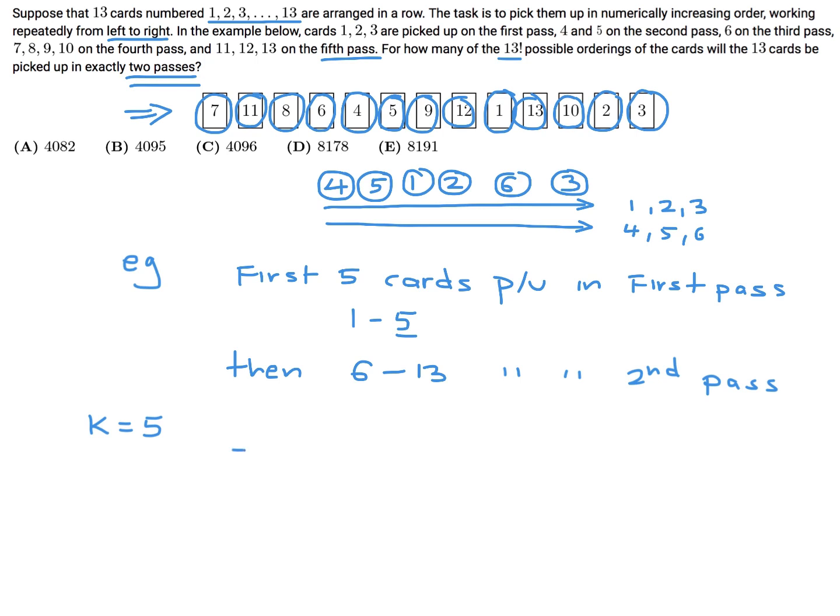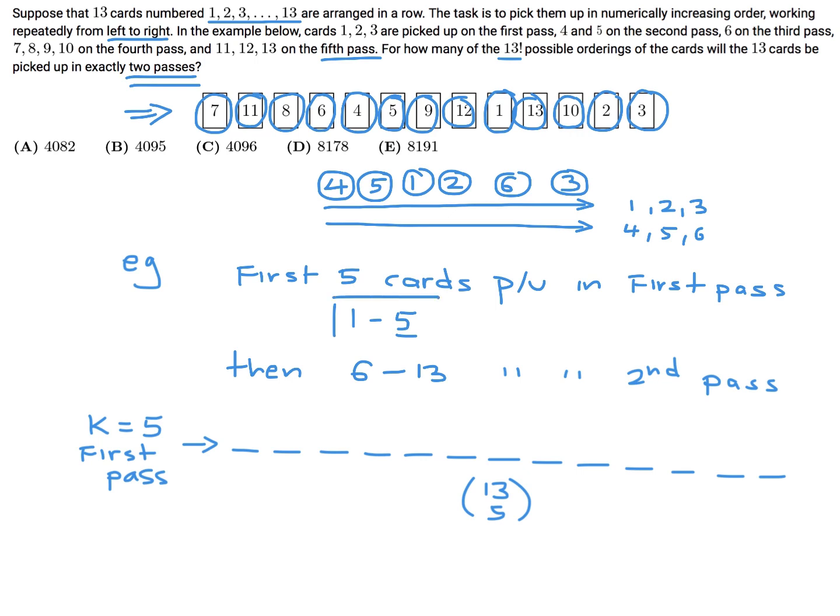So we have 1, 2, 3, 4, 5, 6, 7, 8, 9, 10, 11, 12, 13, right? Now the 1 through 5, we can put them in any order. So this first pass, we can put the 1 through 5 anywhere in here. So from 13 possible choices, we can choose 5. This is the number of ways of putting those cards 1 through 5 along this 13 string pattern. So there's 13 choose 5 ways to place those 5 cards.